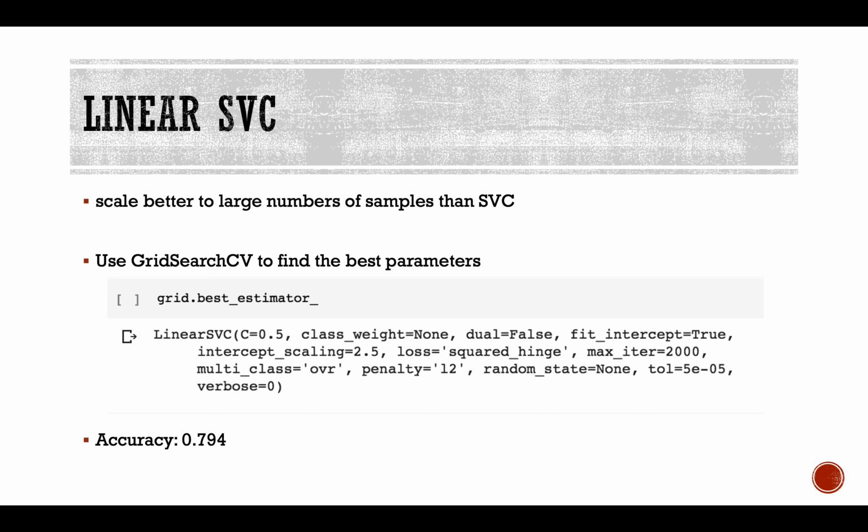Linear SVC, linear support vector classification, is similar to SVC with parameter kernel equal to linear, while there are still some differences between linear SVC and SVC. Linear SVC minimizes the squared hinge loss, while SVC minimizes the regular hinge loss. Linear SVC uses the one-vs-all multi-class reduction, while SVC uses the one-vs-one multi-class reduction. Linear SVC uses liblinear rather than libSVM, so it has more flexibility in the choice of penalties and loss functions. Also, it should scale better to a large number of samples.